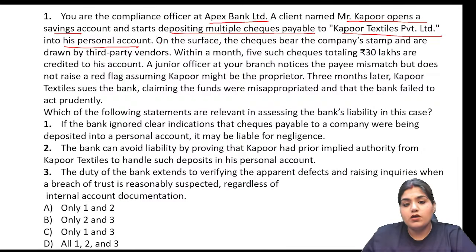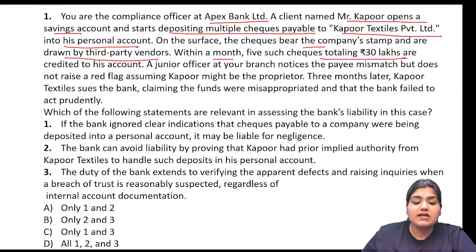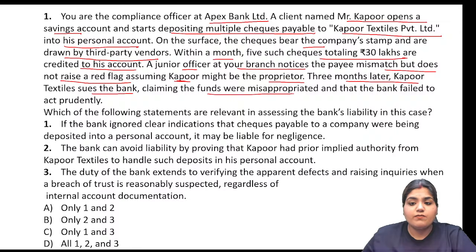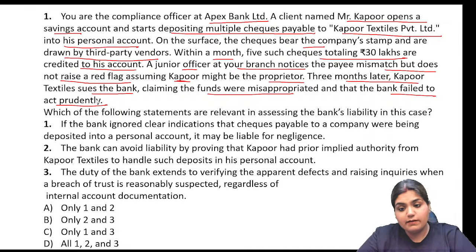He is doing wrong. On the surface, the checks bear the company's stamp and are drawn to a third-party vendor. Within a month, 5 such checks totaling 30 lakhs are credited to his account. A junior officer of your branch noticed the payee mismatches but does not raise a red flag, assuming Mr. Kapoor might be the proprietor. Don't make assumptions. Do due diligence. Three months later, Kapoor Textiles sues the bank, claiming the funds were misappropriated and that the bank failed to act prudently.